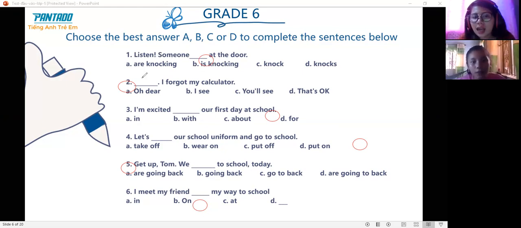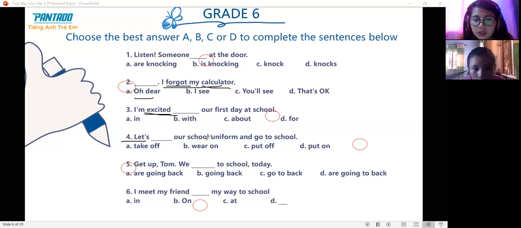Number two. Oh dear, I forgot my calculator. Can you read? Oh dear, I forgot my. Forgot. Can you pronounce forgot? Forgot. Very good. Calculator. Very good. Number three. I'm excited for our first day at school. Okay, can you pronounce excited? Excited. Very good.